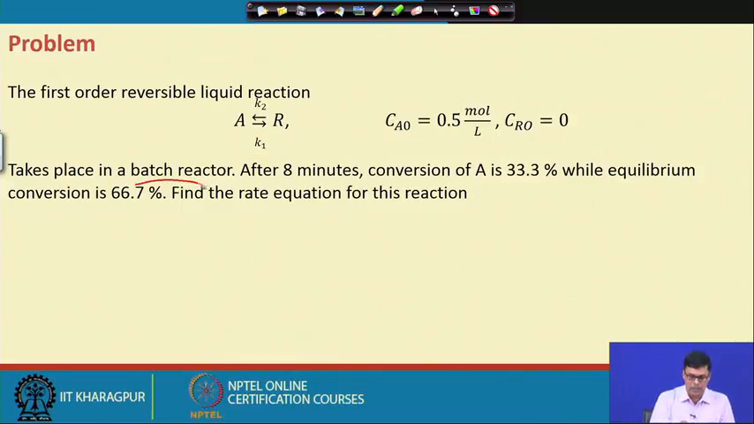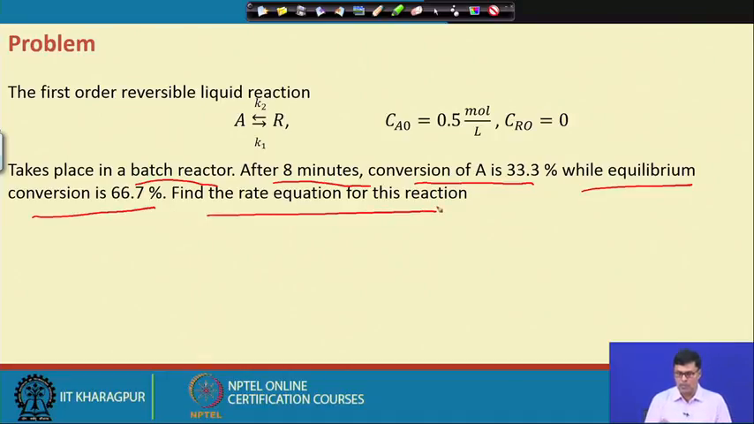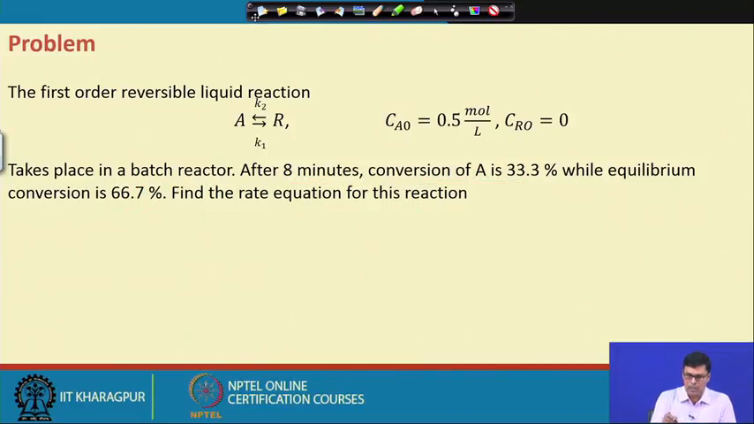So, in the batch process, after 8 minutes the conversion of A is 33.3%, while the equilibrium conversion is 66.7%. Find out the rate equation for this particular reaction. Now, what is the rate equation for this? If you look at the rate of forward reaction, we can find out in the next slide.